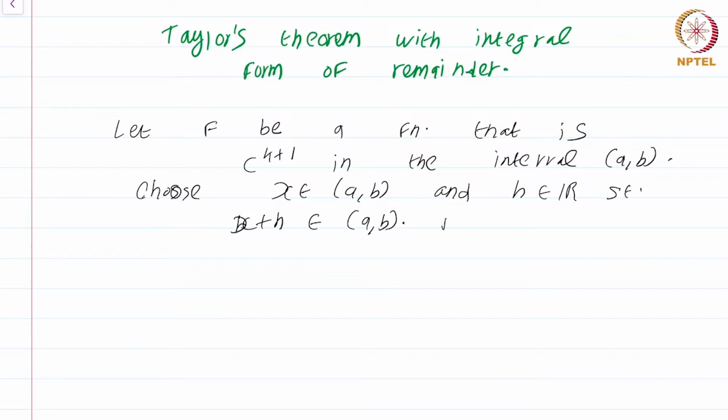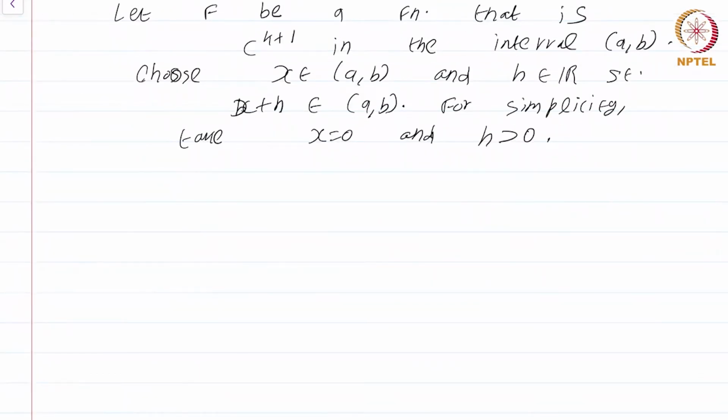Okay, for simplicity, this is the sketchy part. For simplicity, take x to be 0 and h greater than 0. The argument that is about to follow does not crucially depend on these hypotheses, but the notation will become significantly simpler. Okay, now what we are about to do is to derive the value of f at the point h in terms of the value of f at the point 0.